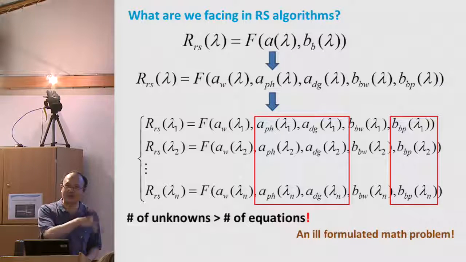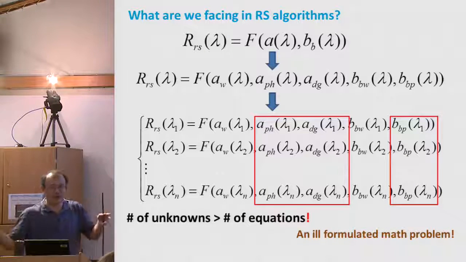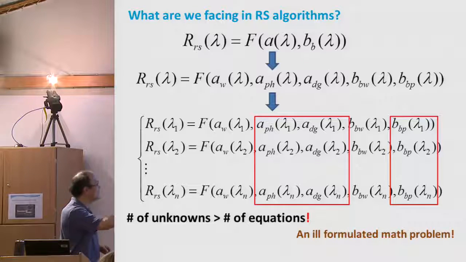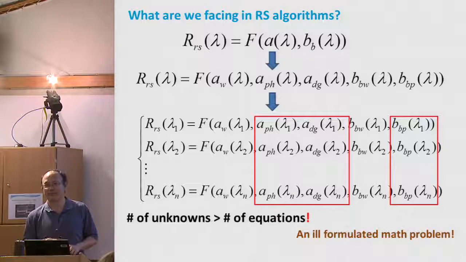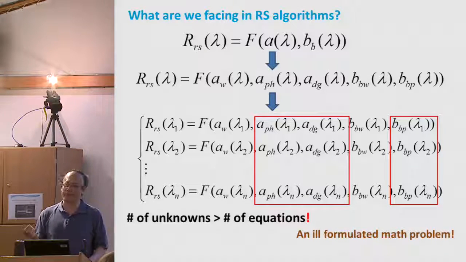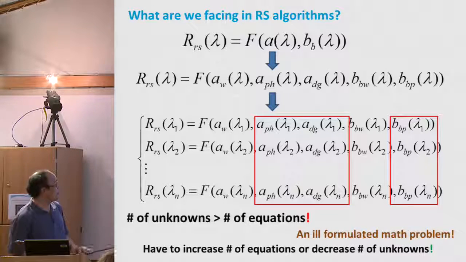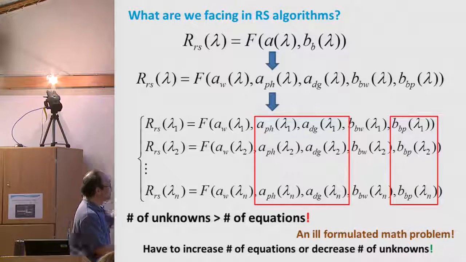And that is why, going back to the beginning, there are never analytic solutions. We have to make assumptions. We have to develop other things in order to make this soluble. That's where the "semi" comes from. We just cannot do it completely, purely analytically. So basically, we have to either increase the number of equations or decrease the number of unknowns.